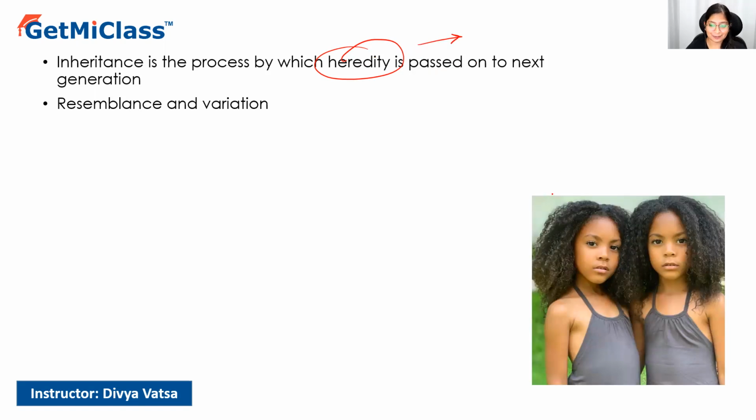On the right side, you can see this image of two young girls, and you can see the resemblance in them. You can see that they are twin girls, and they actually resemble each other. They are alike. So this is also due to inheritance. One character is passed on to the next generation.